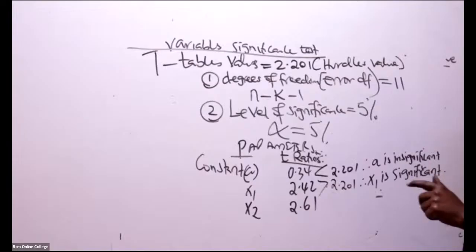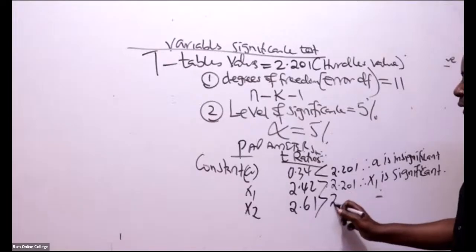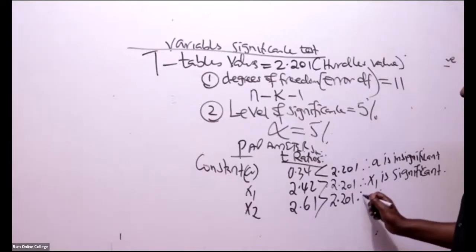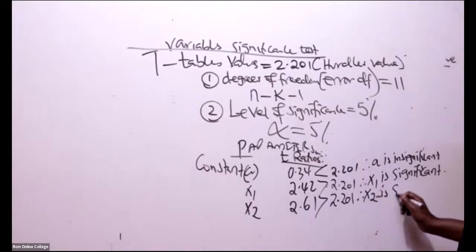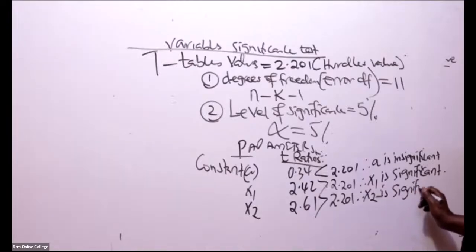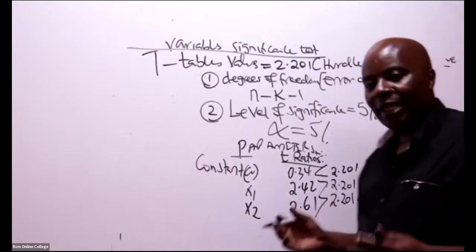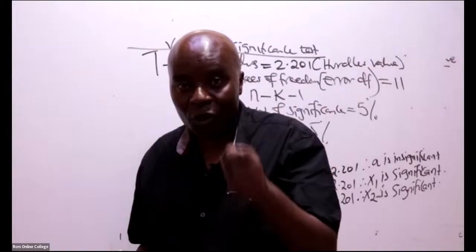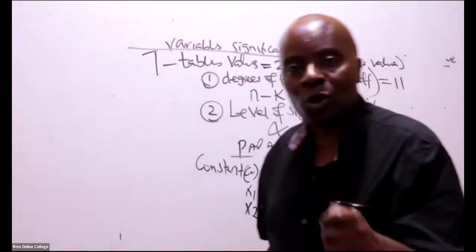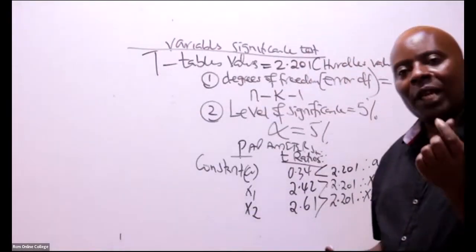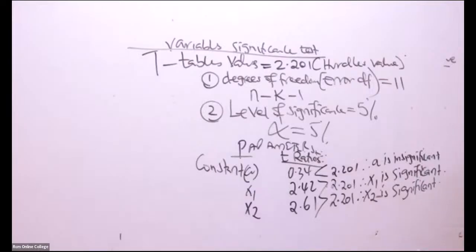All right. Then we have 2.61, X2, ladies and gentlemen. Again, this is more than 2.201. Therefore, X2 is significant as well. So generally our model is significant. It's robust for purposes of prediction, except A that is really tiny, that is not significant.